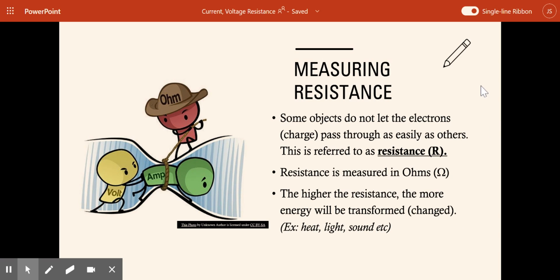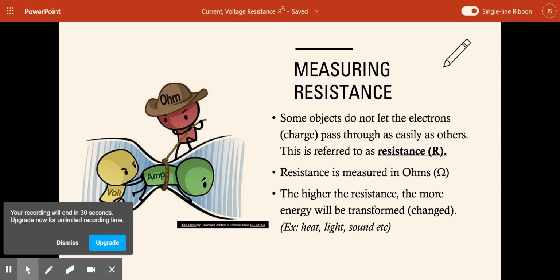The last component that we're looking at is measuring resistance. Resistance basically is how easily electrons can pass through or not. So if something has a high resistance, electrons cannot pass through very easily. Things like insulators have a very high resistance. Conductors, on the other hand, have a low resistance, meaning that the charges, the electrons and the current, can pass through really, really easily. We measure resistance in ohms using this symbol here, the omega symbol.